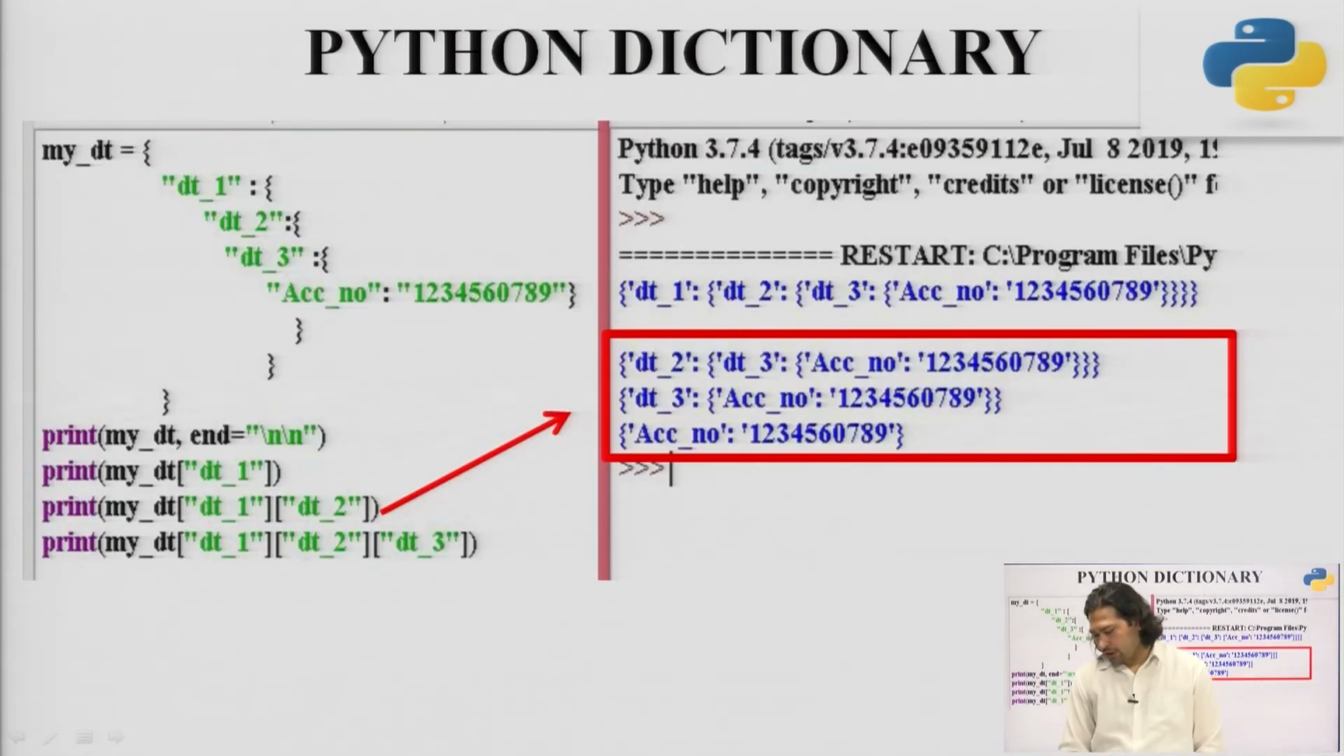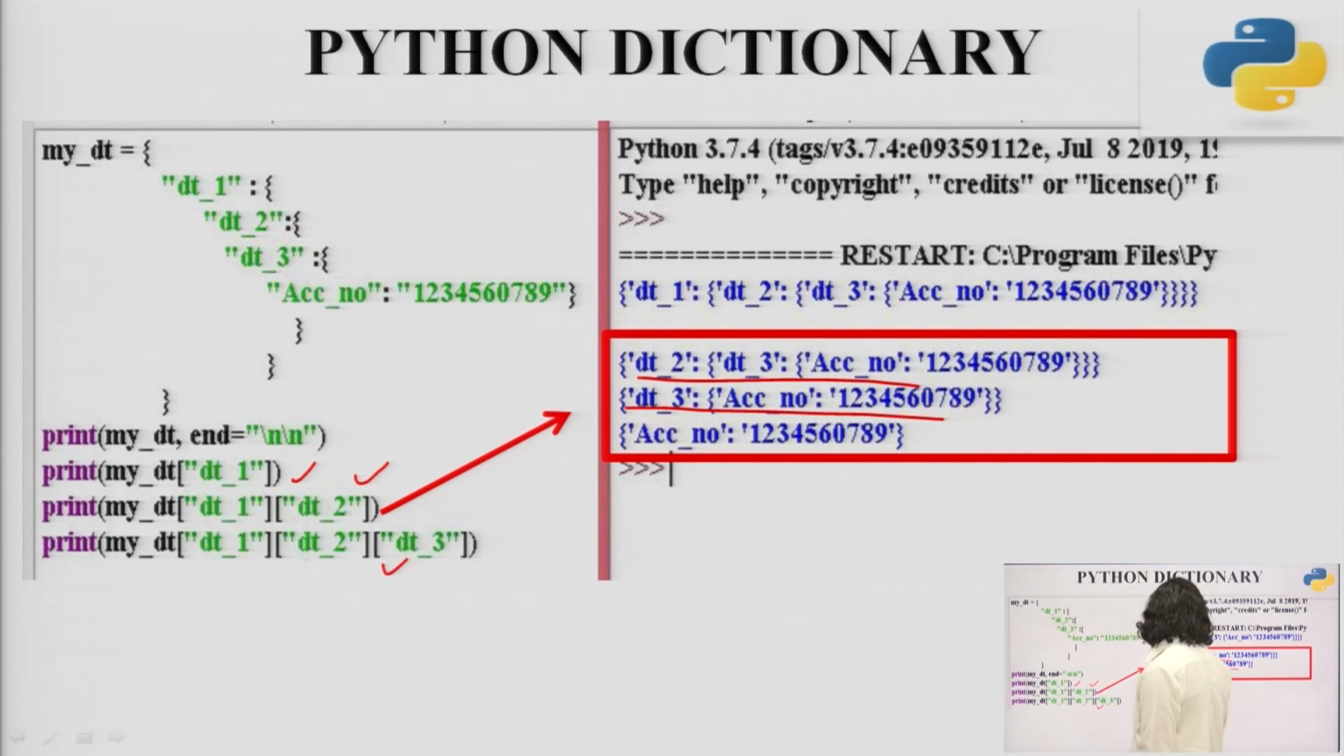So, in the output here you can see that when we are trying to access the element of the first one, we are getting a dictionary. When we try to access the second one, we are again getting a dictionary. When we are trying to access the last element of the dictionary, you can see that again you are getting a dictionary.